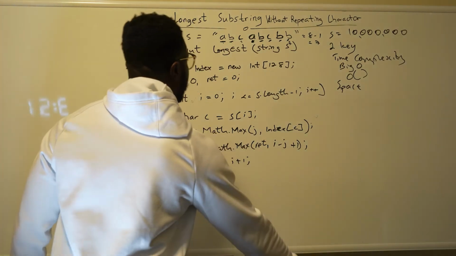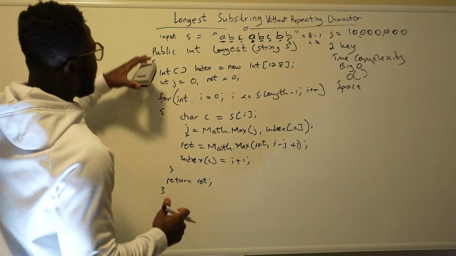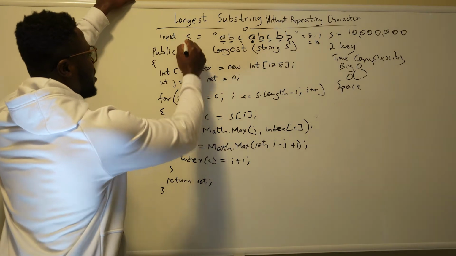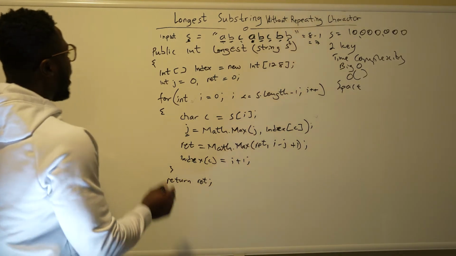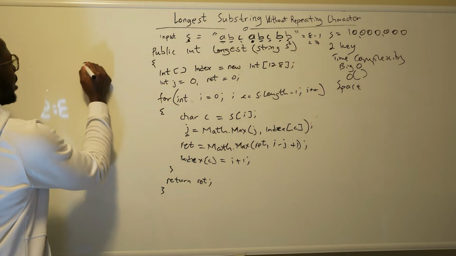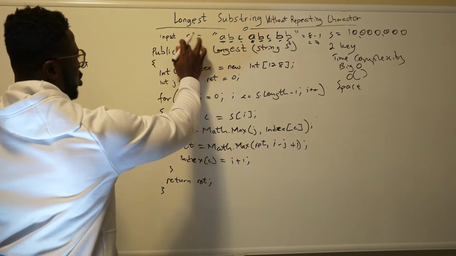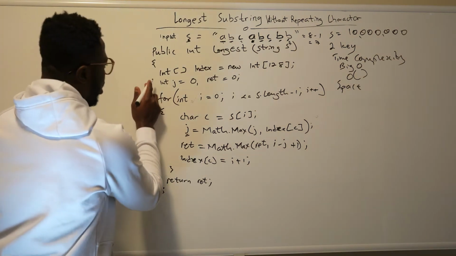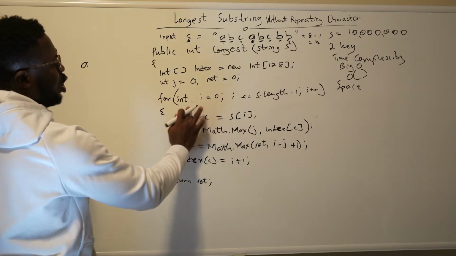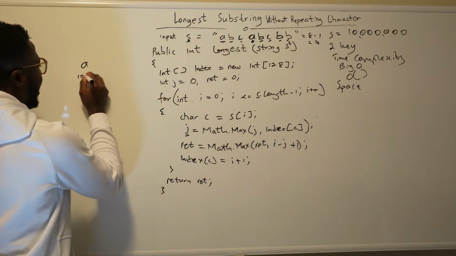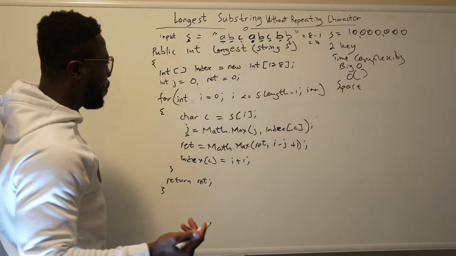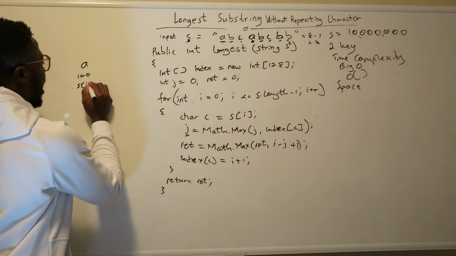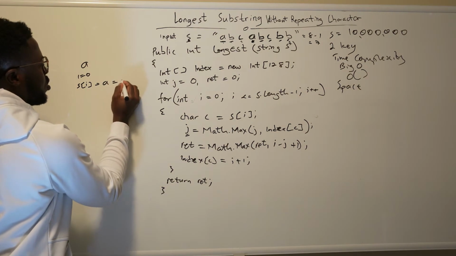So let's first solve this algorithm with the specific input. We have an input, a string, and the first character is A. We declare this and start iterating through it. i is equal to 0. Then we come here, s[i] equals A, which is c.